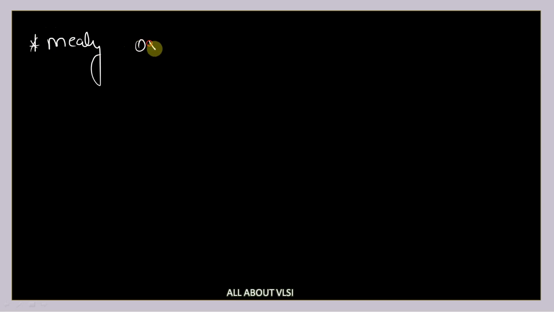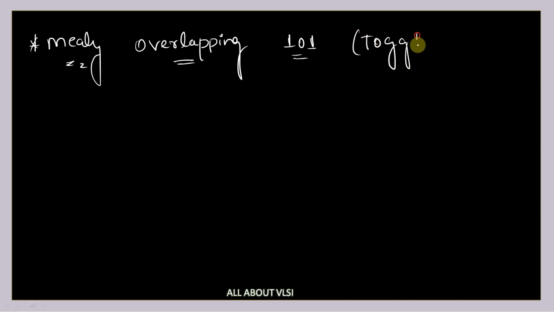Mealy overlapping sequence for 101. And what is our requirement? It is a level 2 problem, that is toggling output. So what is toggling output?